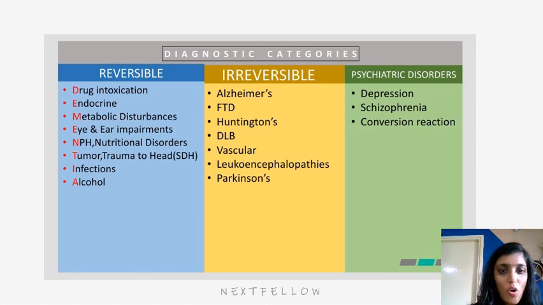Coming to the classification of dementia, there are reversible, irreversible, and psychiatric causes. For the reversible causes, the mnemonic is DEMENTIA itself: D for drug intoxication, E for endocrine causes, M for metabolic disturbances, E for eye and ear impairment, N for NPH, that is normal pressure hydrocephalus, nutritional disorders, T for tumor, trauma to head, that is subdural hematoma, infections, and alcohol. Irreversible causes are Alzheimer's, FTD, Huntington's chorea, DLB, vascular causes, leukoencephalodystrophies, and Parkinson's disease. Certain psychiatric disorders that cause dementia are depression, schizophrenia, and conversion reaction.